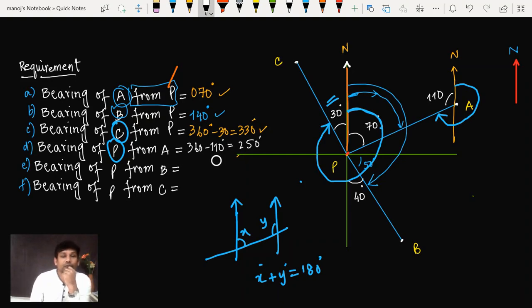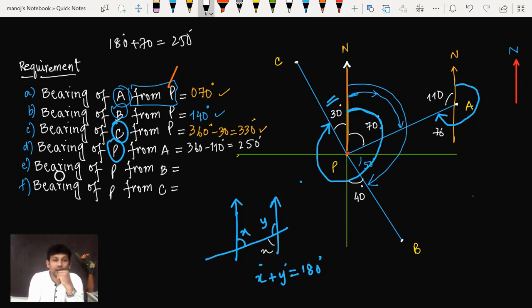Am I right? Otherwise we have the alternate angle property. When this angle is x, this is also x. So this angle is also 70 degrees. And you can write 180 degrees plus 70, and the answer is coming 250 degrees.